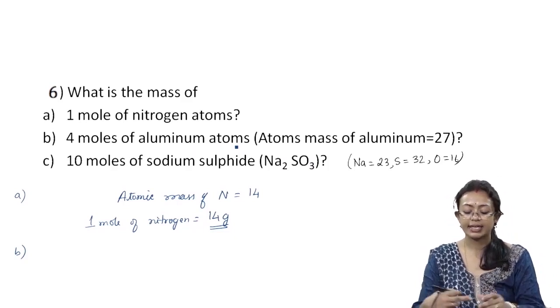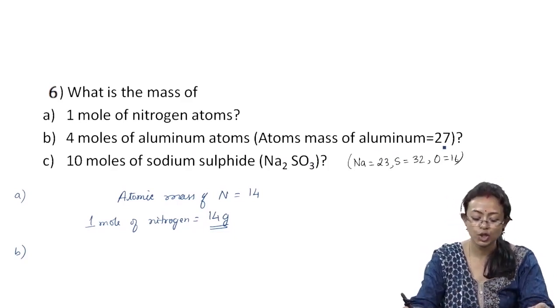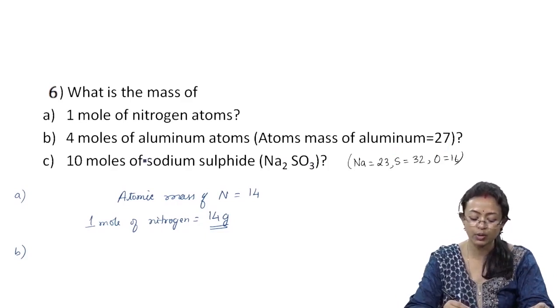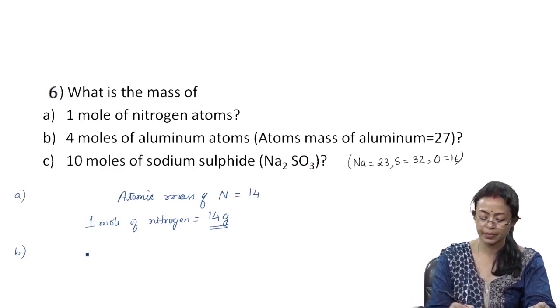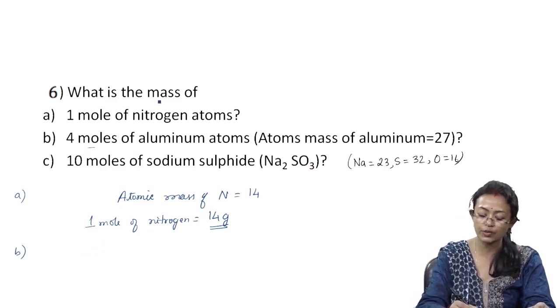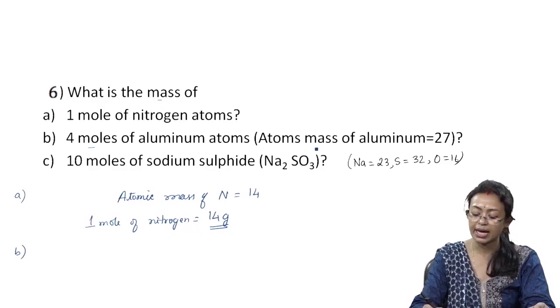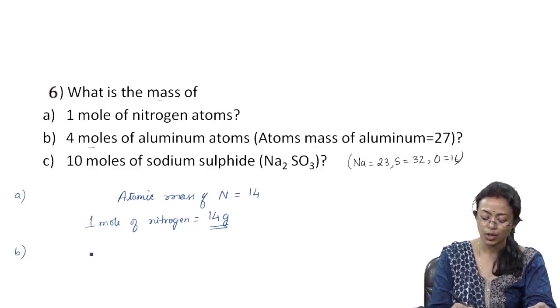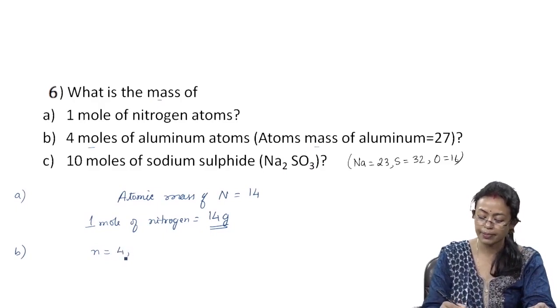Whereas if I have to do number B, 4 moles of aluminium atoms. Okay, the atomic mass of aluminium is given to be 27. And we need to find out what is the mass of 4 moles of aluminium. So here we need to identify what are the things: moles, and we need to find out the mass, and the molar mass is already given to you. So in this case, N is given to be 4, M is given to be 27.